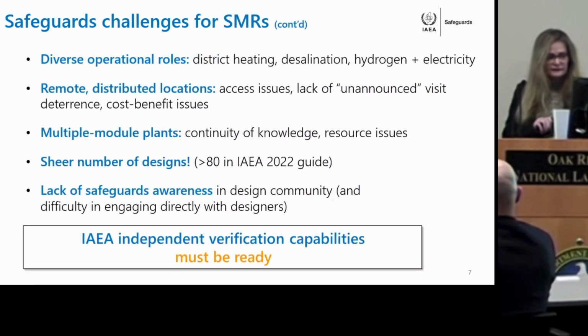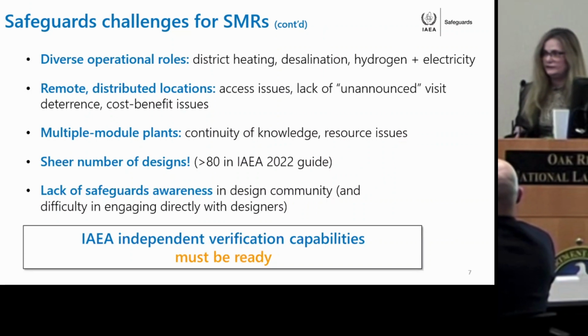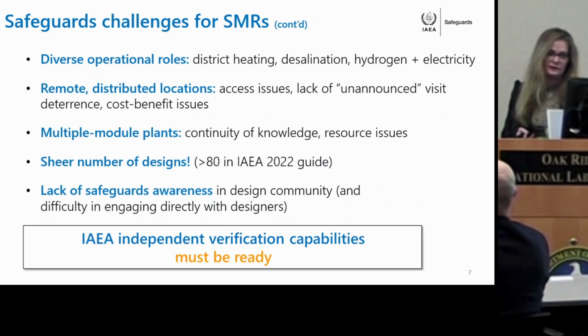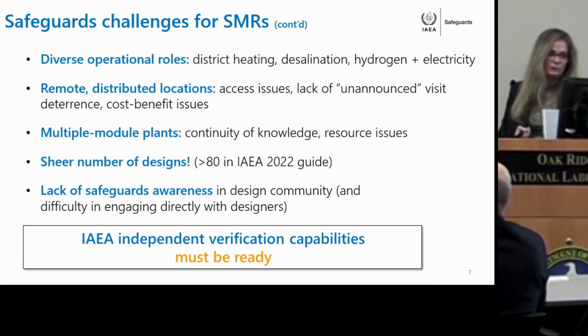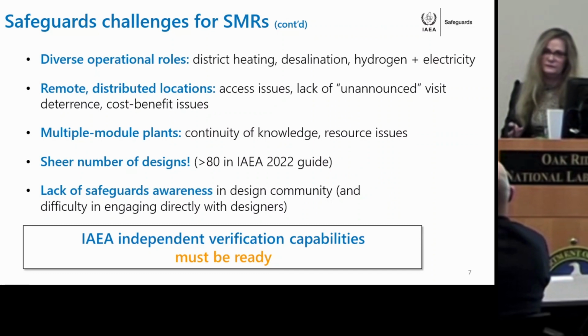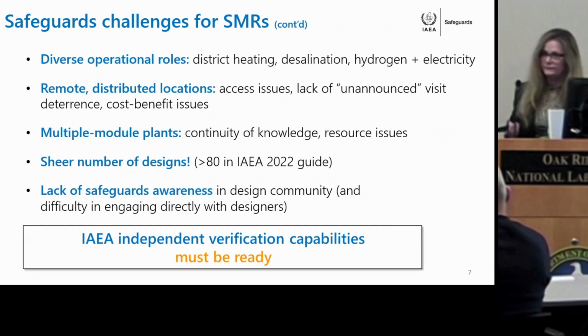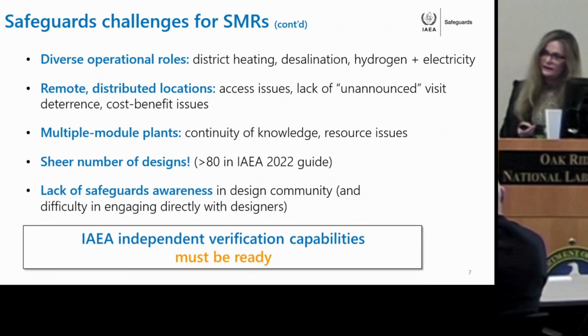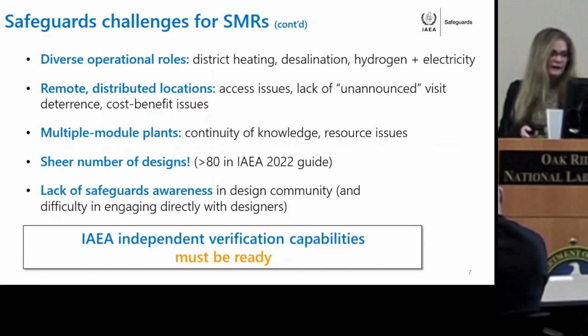Additional ones, diverse operational roles. So there's going to be many different purposes for these reactors. They're going to vary from district heating, desalination, and even some that are going to be deployed in remote regions. For example, think of, say, a floating barge that's going to be on one of the oil rigs. How are we going to get out there? How are we going to be able to apply safeguards?